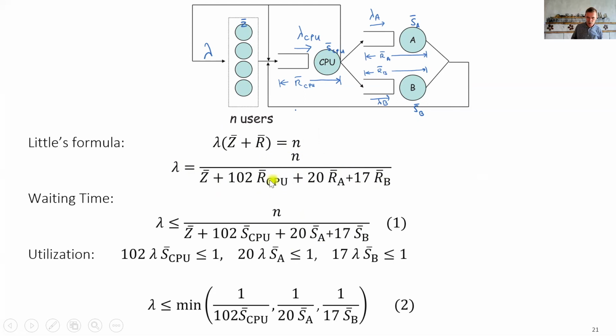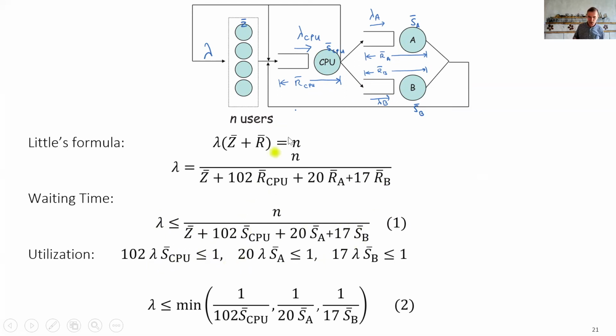So the response time is equal to the service time plus queuing. So this is larger than or equal to that. It means that for lambda, we obtain a lower bound, which is this. And this lower bound, we expect it to be accurate when the system is very lightly loaded, because n is small, or because the CPU is very fast, for example, and A and B are very fast, for example. So that's the first inequality we obtain.